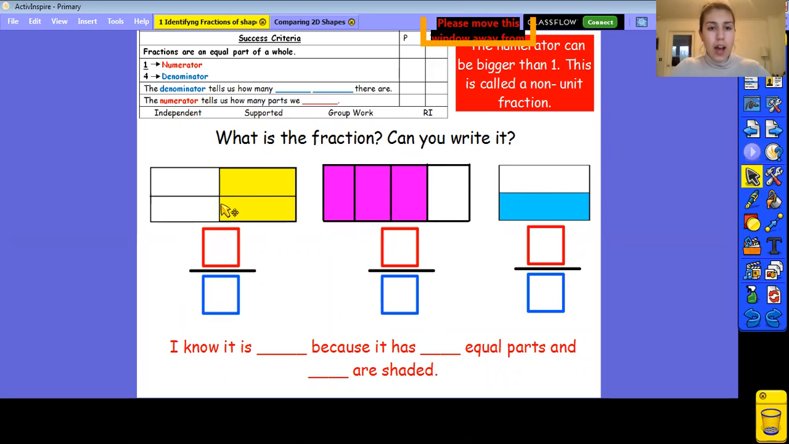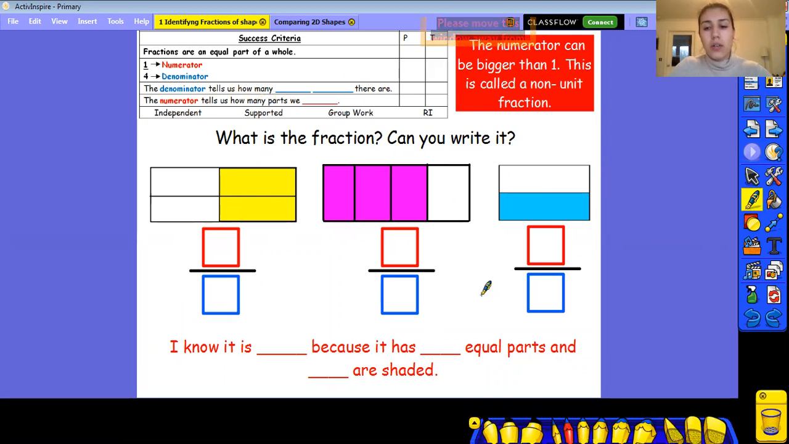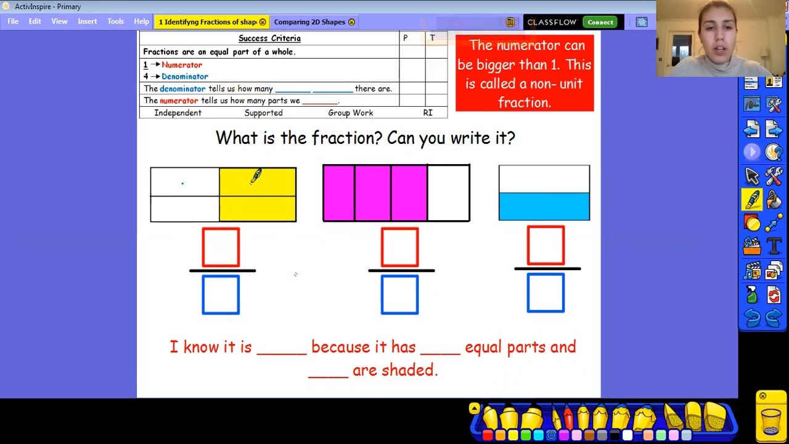So start with the denominator. The denominator tells us how many equal parts there are in the whole. So in my whole, I've got 1, 2, 3, 4 equal parts all together, including the shaded and not shaded. Everything together is shown by your denominator. So I've got 4 equal parts there.